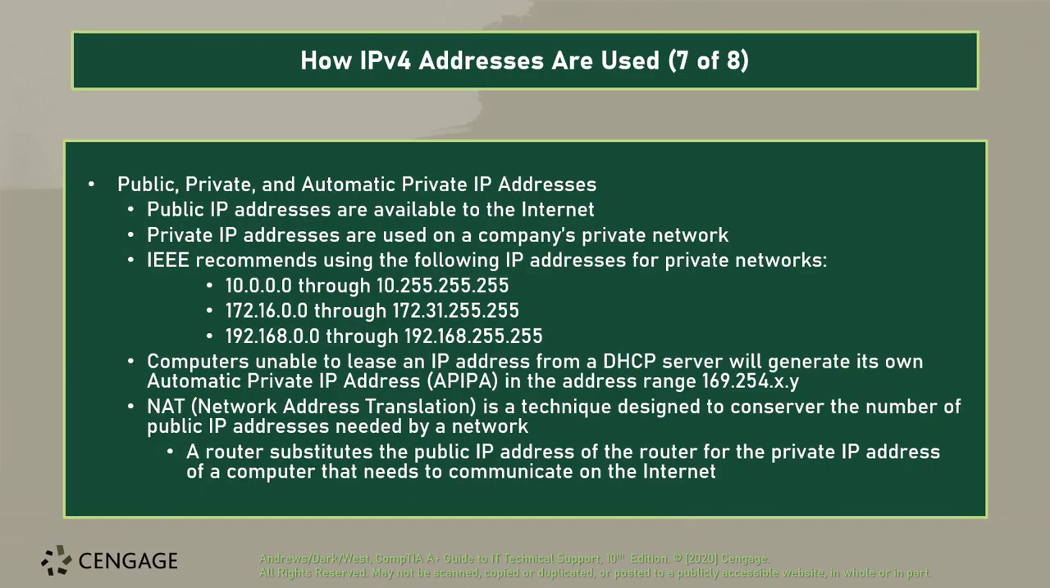Public, private, and automatic IP addresses. So public IP addresses are available to the internet. They're usually what's called public facing. Private IP addresses are used internally. IEEE recommends using the following IP addresses for private networks.